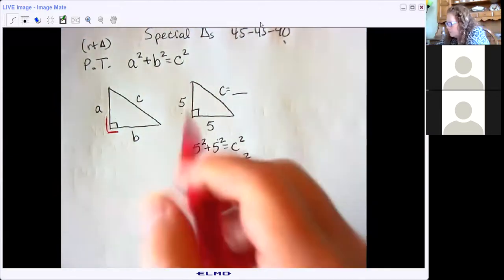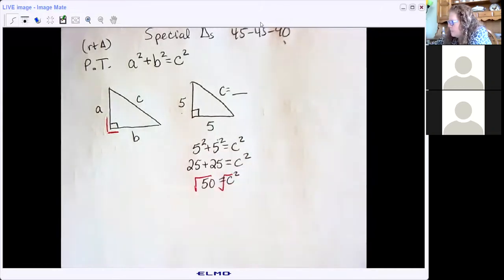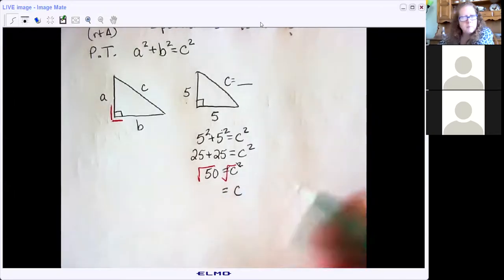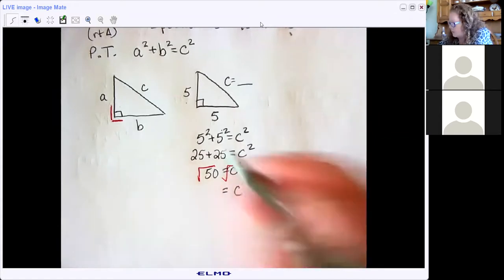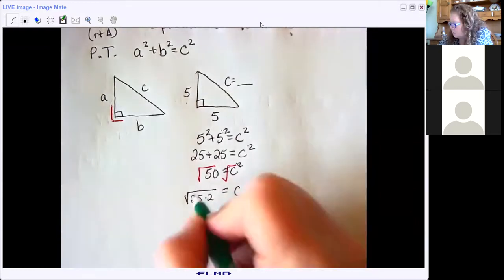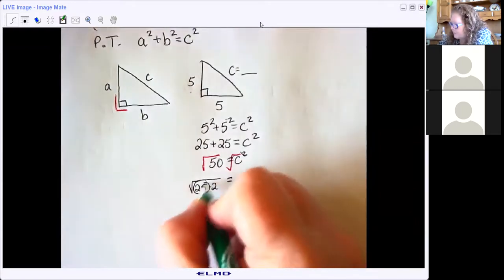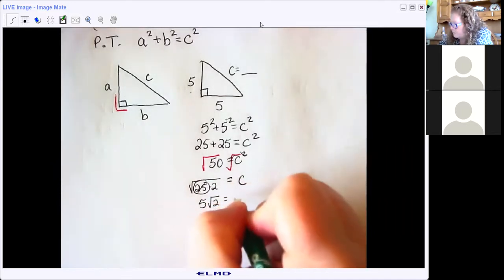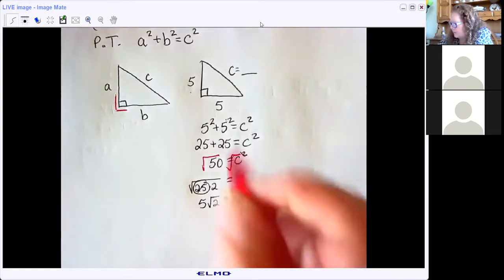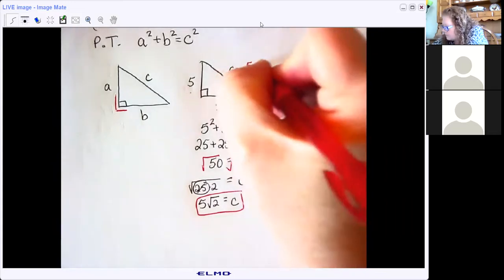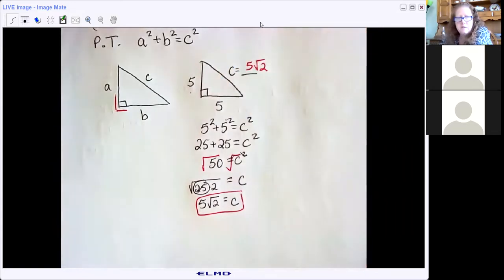So we're going to square root both sides and then simplify, because we know that the square and the square root cancel each other. That's why we get just c. This is one reason we were practicing on Wednesday, breaking down square roots. So this gives me 25 times 2. We know that the square root of 25 is 5 on the outside, root 2. And that would be our final answer. So our c, go ahead and write it up here, is 5 root 2.